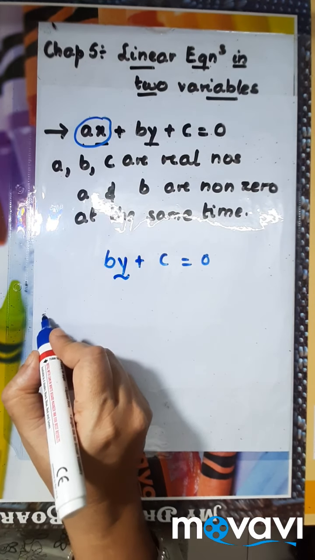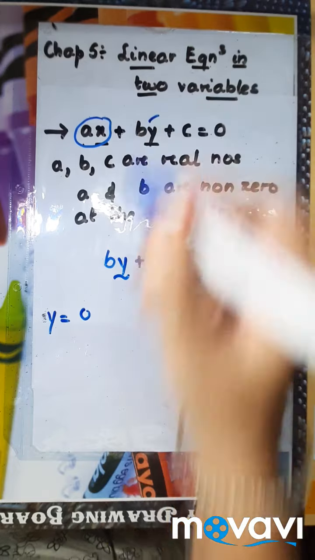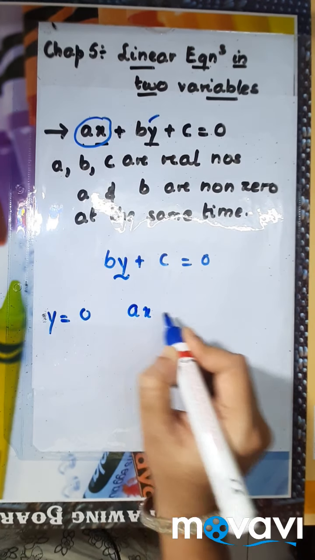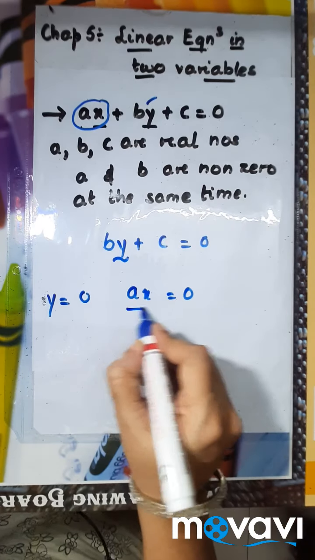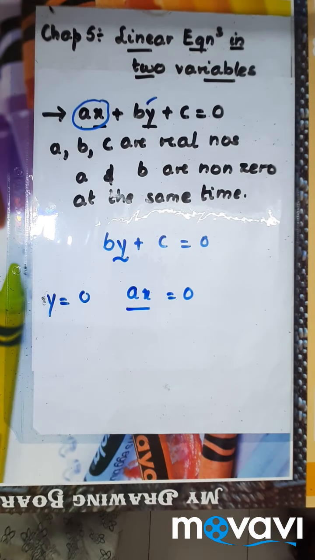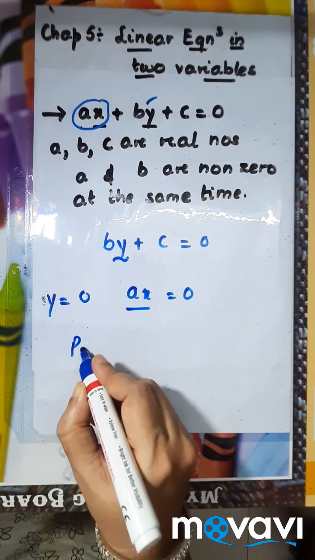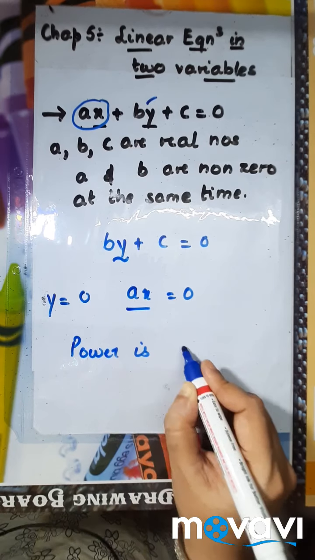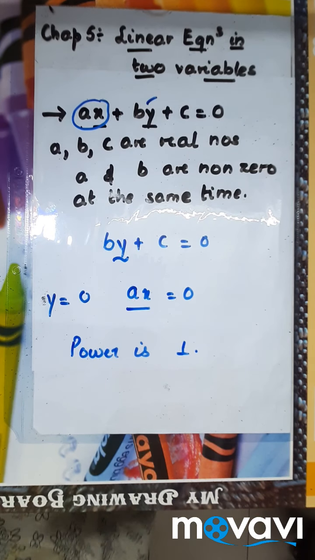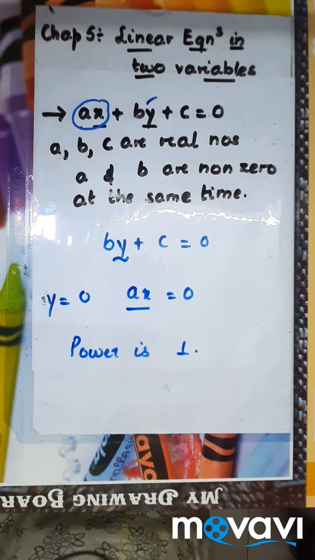Suppose if y is equal to 0, then this term gets eliminated. So you will get ax is equal to 0, and this will become a linear equation in one variable. But it is linear because the power is 1. Right? So the power is 1, therefore it is known as a linear equation. Is this part clear?